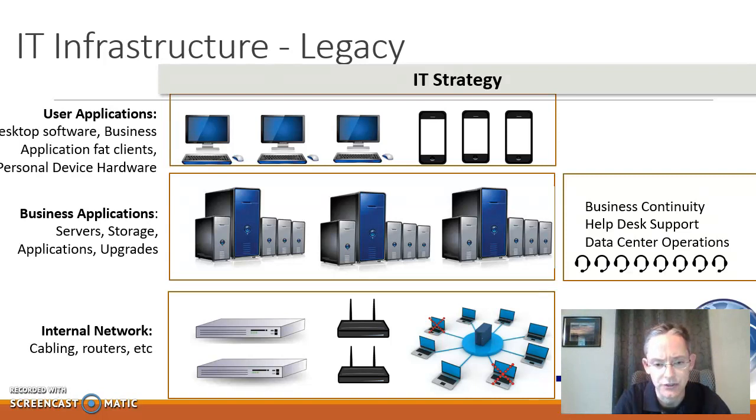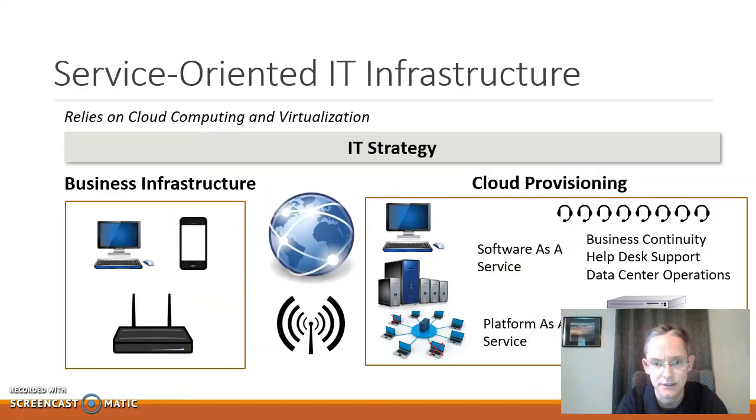Here's the legacy picture. In most IT departments, you'll see something like this. You've got a bunch of user applications up there, and they probably have some personal devices associated with them, some modern things, tablets and such. Then there's business applications they hit against. Those are going to have servers, storage, application upgrades, and such. All of that is riding on top of an internal network, which reaches out at the bottom right to the internet and such. And then you'll have your business continuity, help desk support, and data operations, all hooking up in an infrastructure that the business owns.